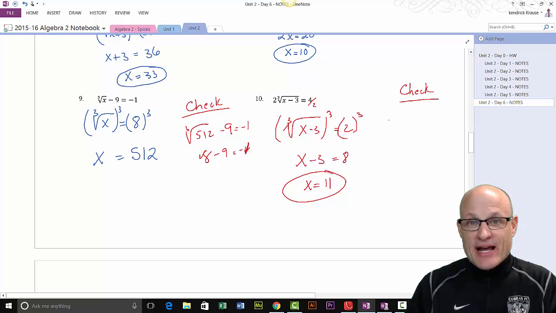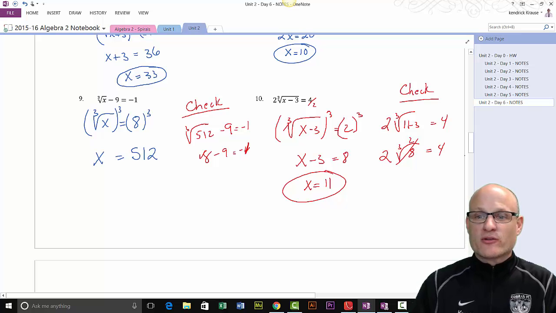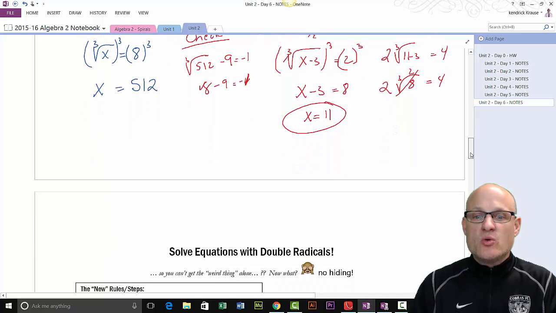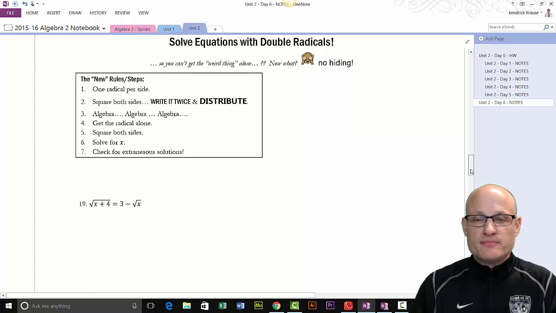So we get 2, and don't stop now because the next page is really difficult. So we get 2 cube roots of 11 minus 3. Does that equal 4? Well, this is 2 cube roots of 8. Does that equal 4? The cube root of 8 is 2. Yes, it works. And now comes the really hard stuff.